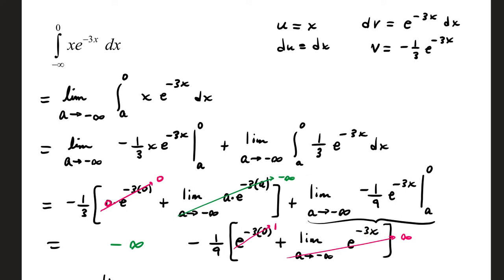E to the negative 3, this should be an a. I just goofed it when I wrote it. That should be a. Right there, negative 3a. As a goes to negative infinity, this value actually goes to positive infinity. So long story short, we don't end up with a finite value, so we have a divergent integral.